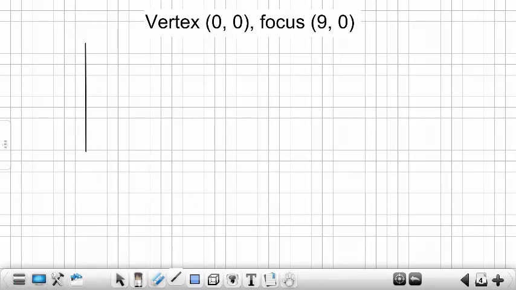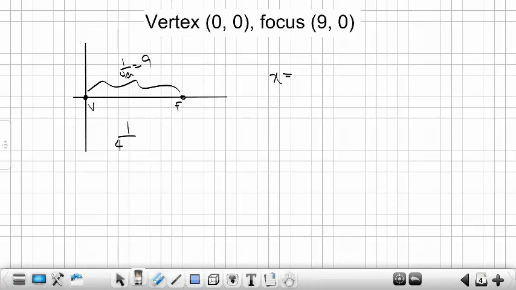This one's got a gigantic, I mean, this is just going to be so absolutely stretched. Well, we didn't finish it. So the vertex is here. The focus is here, right? That's gigantic. So this distance is 9. So 1 over 4a equals 9. It's going to be positive because it opens to the right. So it's going to be x. Oh, let me actually solve for a.